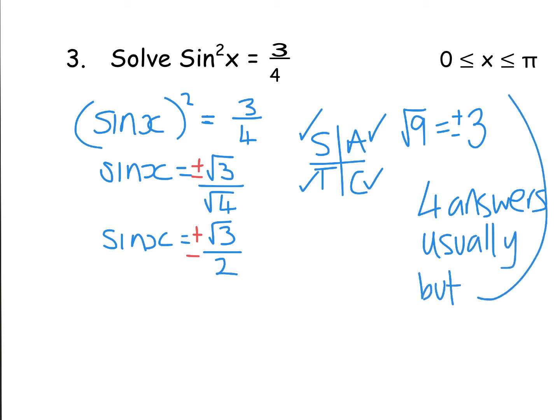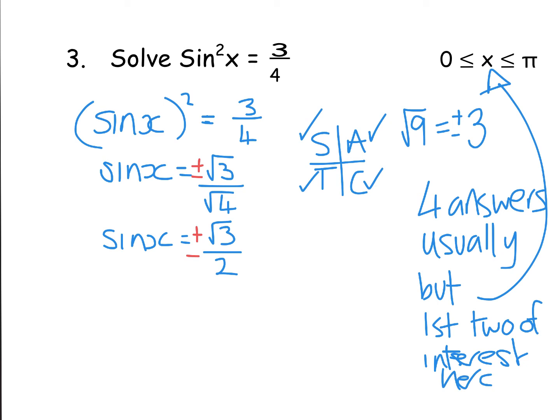you need to go look at this. I only want the ones between 0 and pi. So I only want the ones between 0 and 180. So it's only the first 2 that are of interest here. And sometimes it's the other way around and you only want the last 2. So actually, I'm only going to use the sine and the all box.